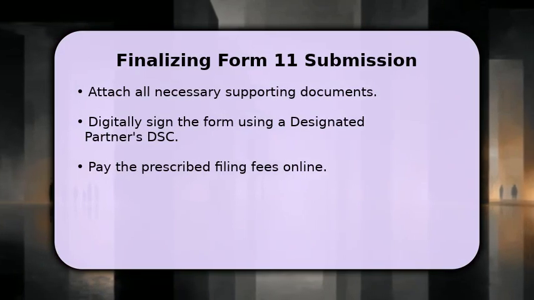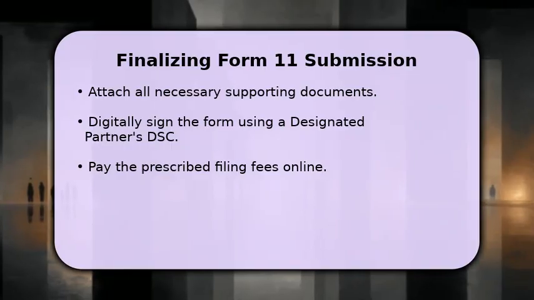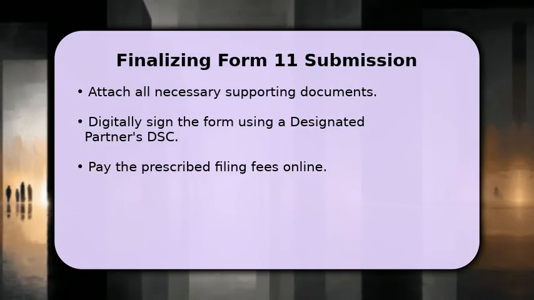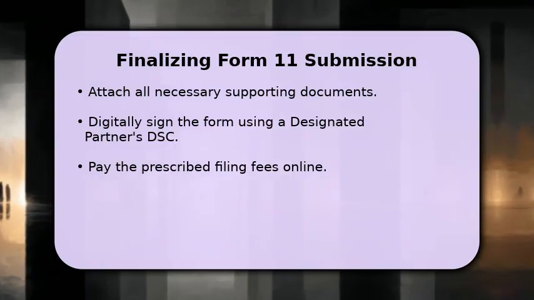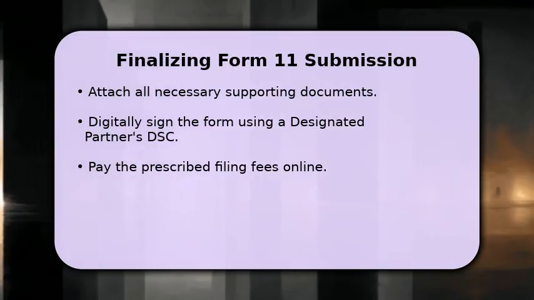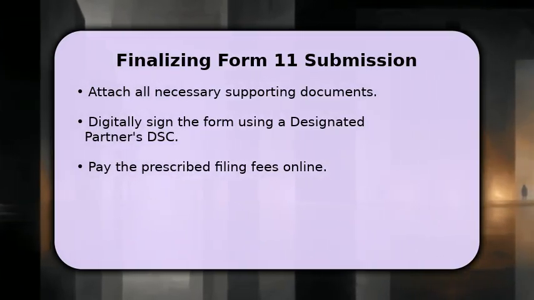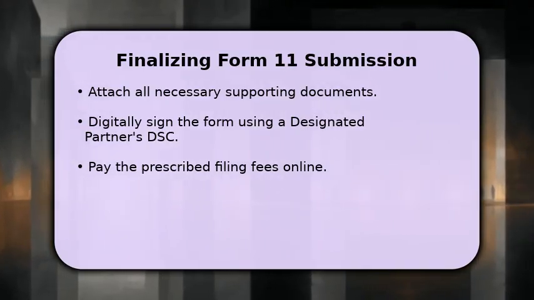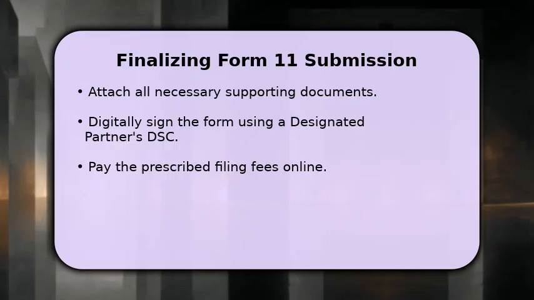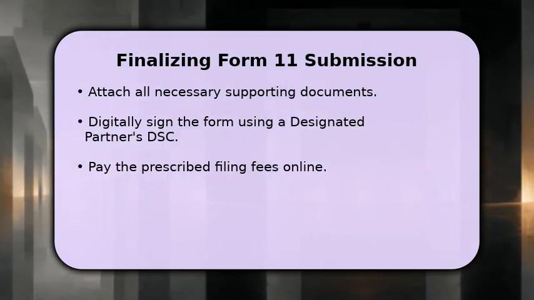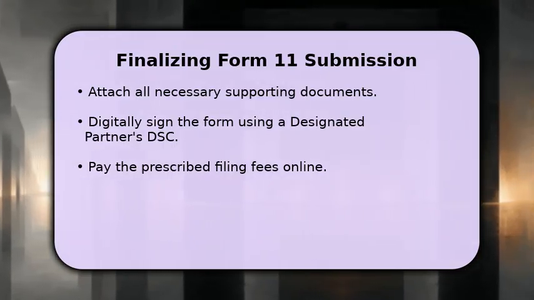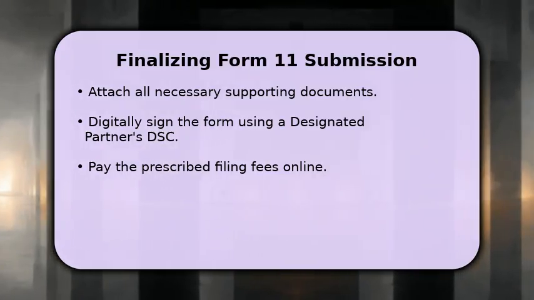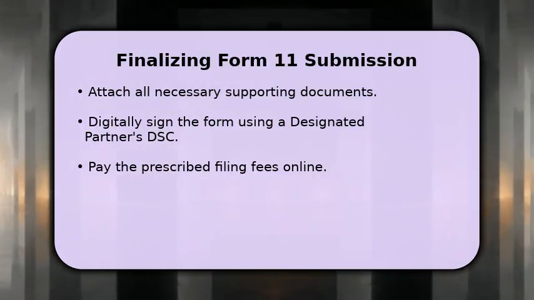After completing all sections, attach any required supporting documents, such as financial statements or partner change details. The form must then be digitally signed by a designated partner using their valid digital signature certificate. Proceed to pay the prescribed filing fees online through the available payment gateways. Once successfully submitted, download and save the acknowledgement receipt for your records, completing your annual compliance.